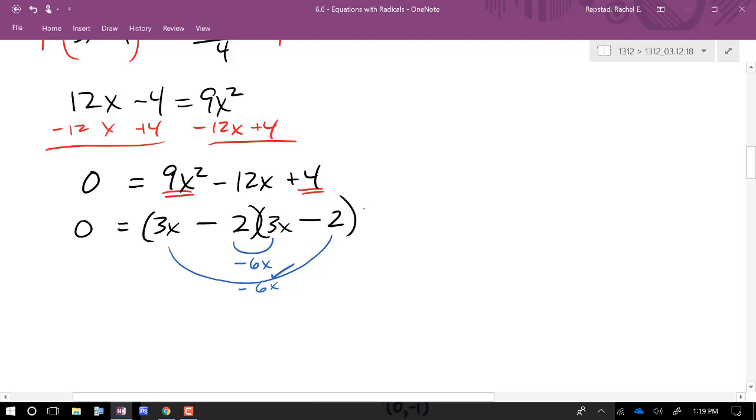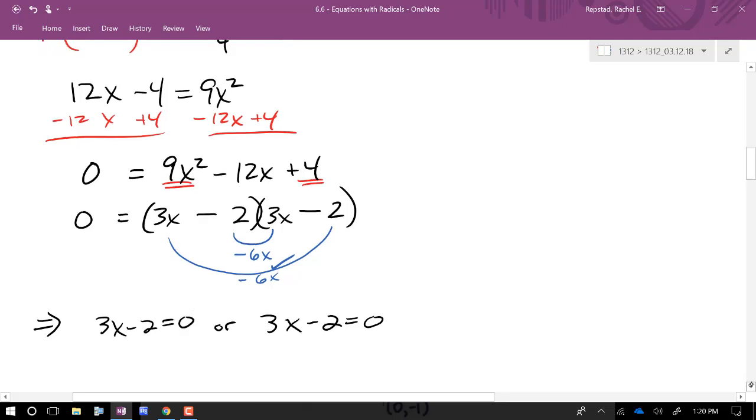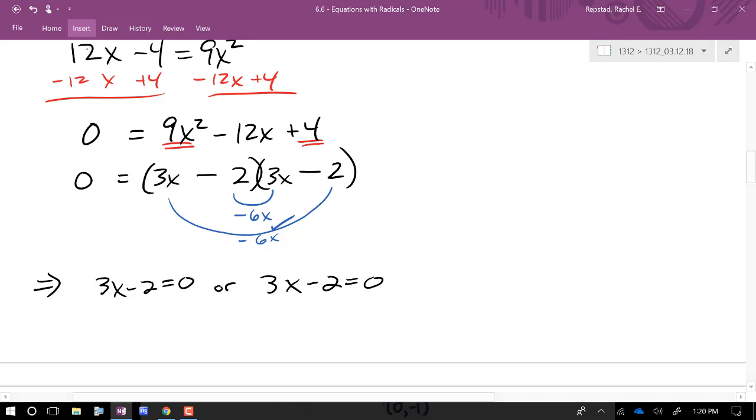So that means that either 3x minus 2 is 0 or 3x minus 2 is 0. Let's just solve one of these, unless you really want to do them both. I feel pretty confident about our results. So this means 3x is equal to 2, or x is 2/3. So we have one answer.